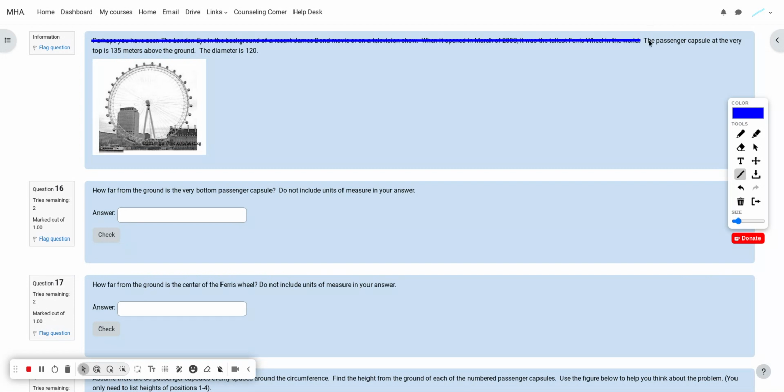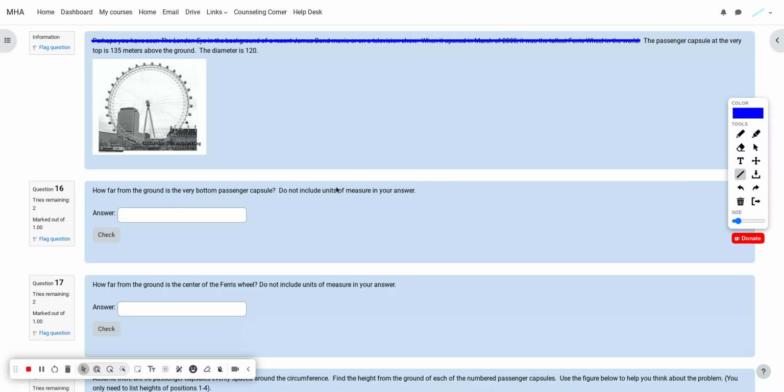So, this is a Ferris wheel. The passenger capsule at the very top is 135 meters off the ground. That's the one right about there. And the diameter of the entire Ferris wheel is 120. That's the entire thing like that.